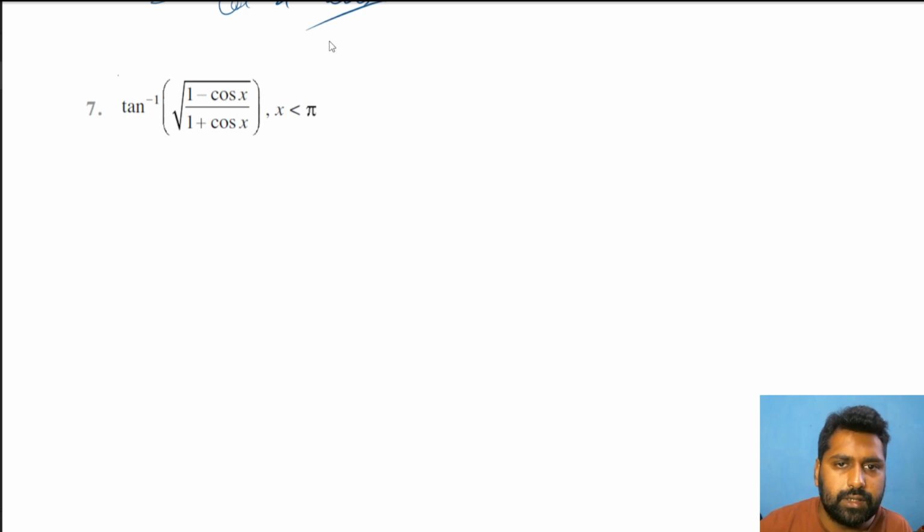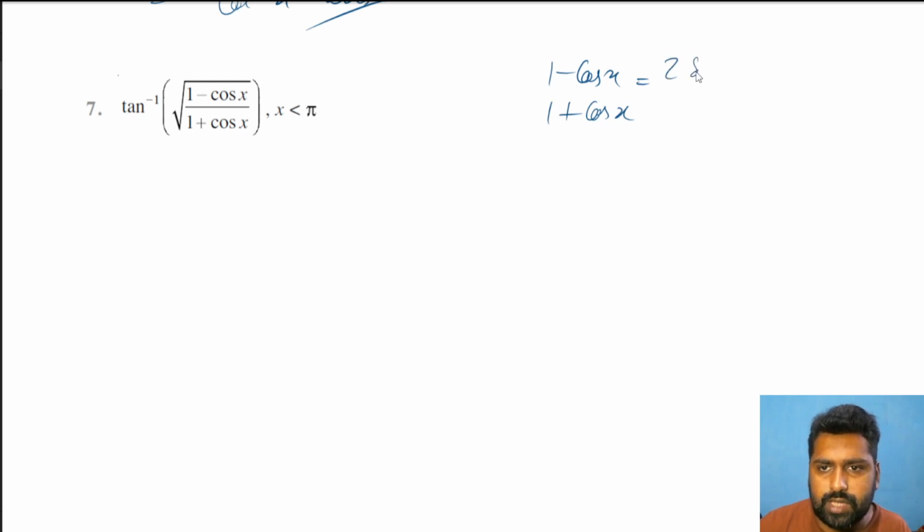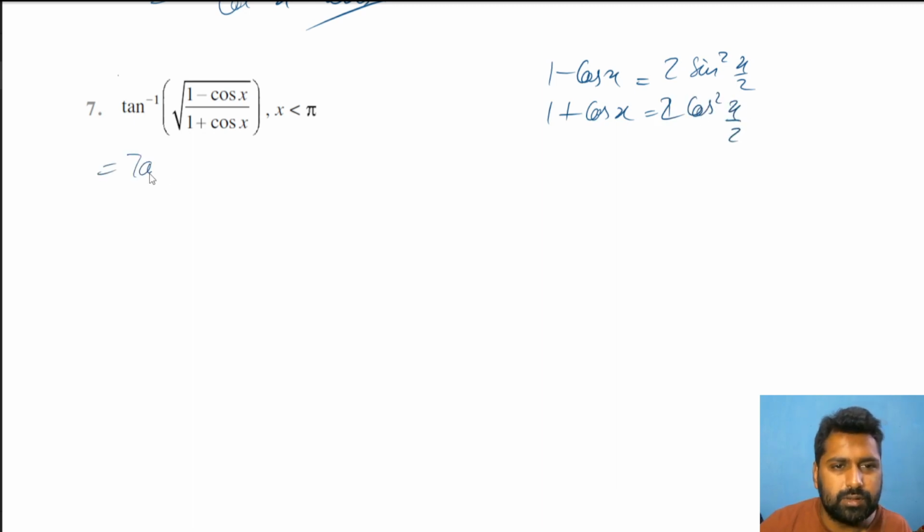Again, the property. What is 1 minus cos? What is 1 plus cos? 1 minus cos is 2 sine square half of the angle. This is 2 cos square half of the angle. I think after that it becomes very simple. If you know the trigo, inverse is also simple.